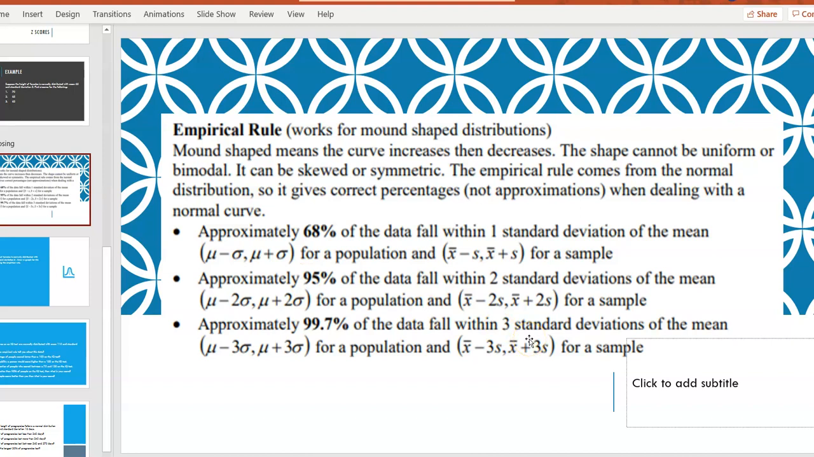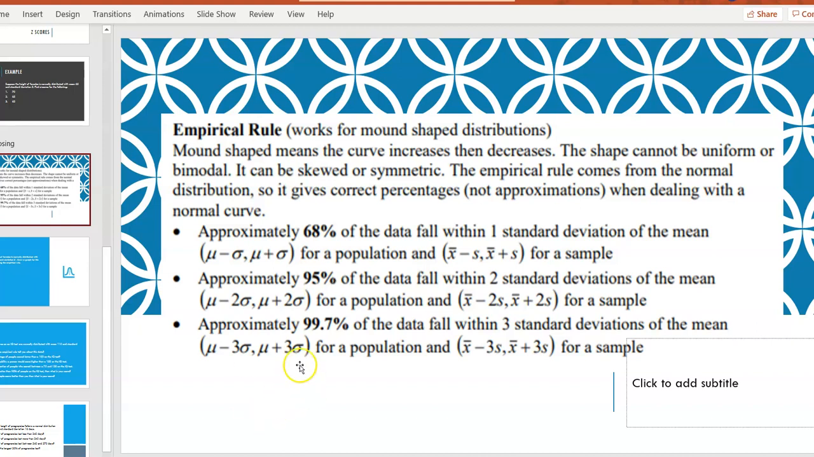Our empirical rule says that for mound-shaped or normal-shaped distributions, bell-shaped distributions, all of those conditions are true. Now, it's very important that we have a normal distribution. Otherwise, these rules that we have don't necessarily apply. So approximately 68% of the data is going to fall within one standard deviation of the mean. Approximately 95% of the data will fall within 2 standard deviations, and approximately 99.7% of the data will fall within 3 standard deviations of the mean.